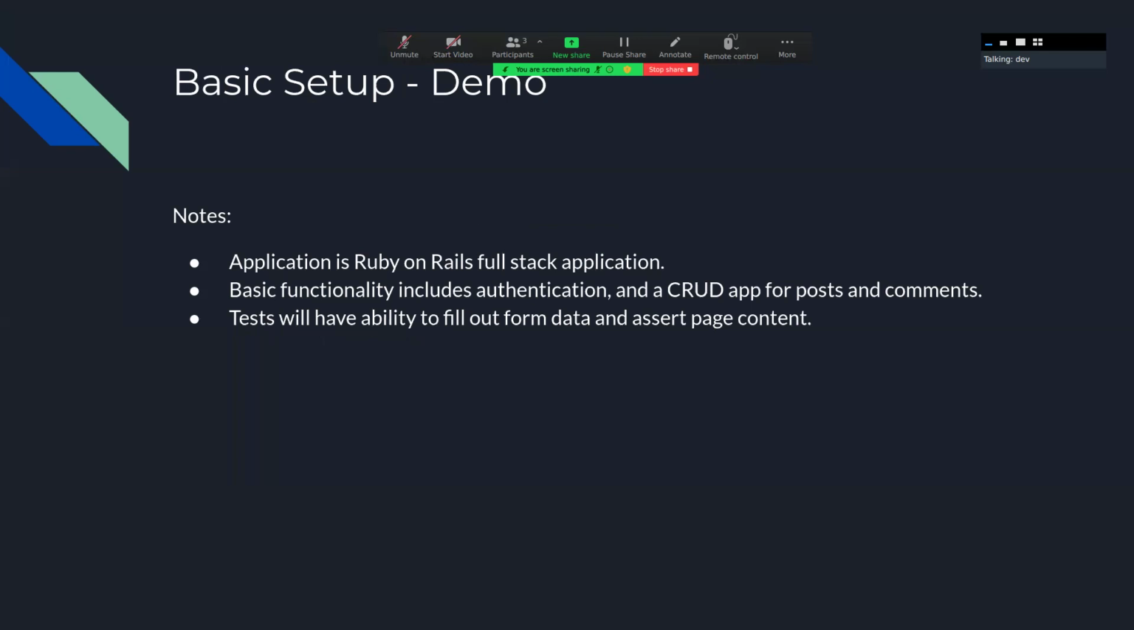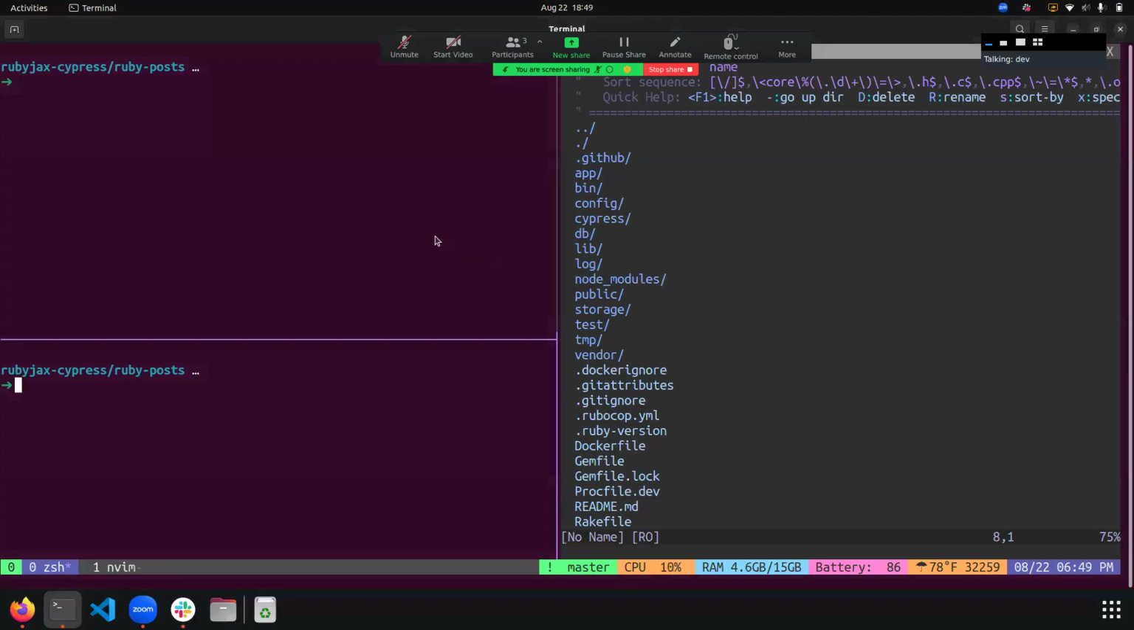So for our demo, we'll test the Ruby on Rails app. This app is pretty much your standard scaffolded post application from the Rails guide. I added some user authentication as well as the ability to post comments on the site. And then ultimately our tests will have the ability to fill out forms and assert page content. So switch over to my terminal real quick.